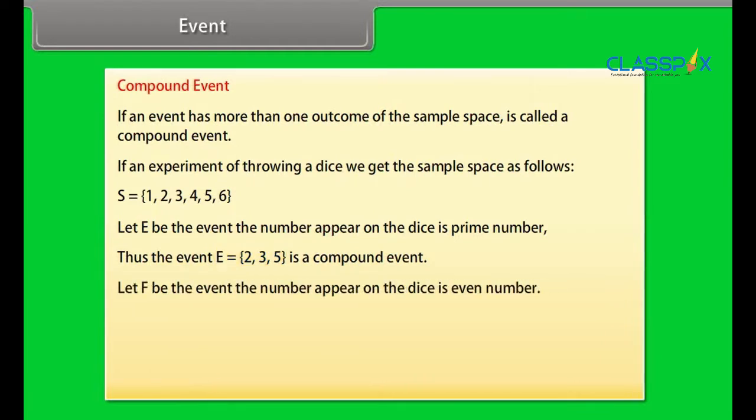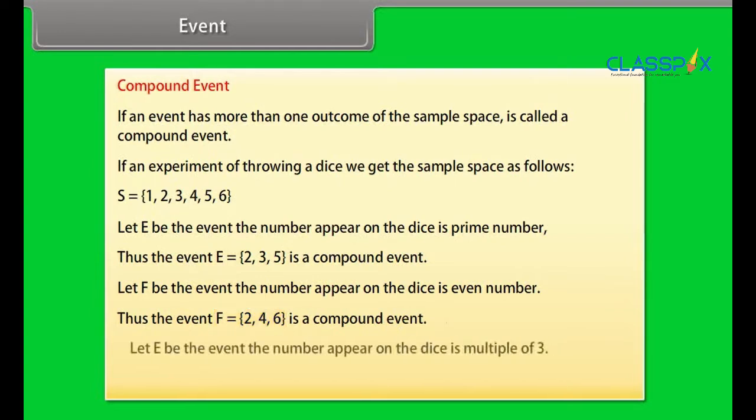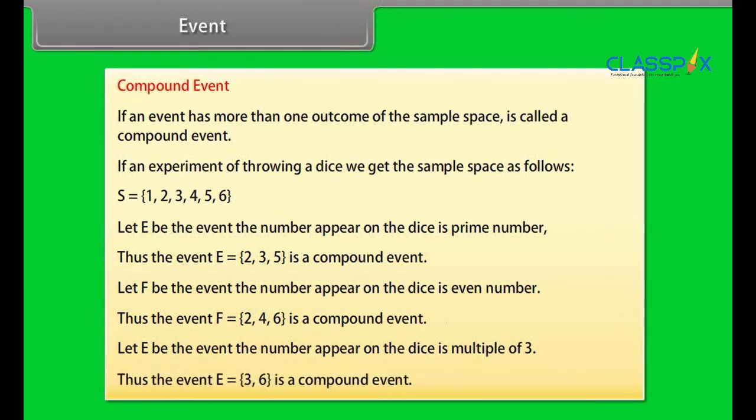Let F be the event the number that appears on the dice is an even number. Thus the event F is equal to {2, 4, 6} is a compound event. Let E be the event the number that appears on the dice is a multiple of 3. Thus the event E is equal to {3, 6} is a compound event.